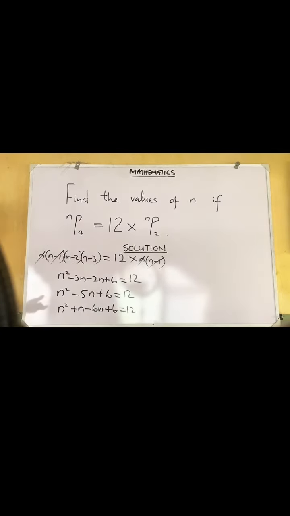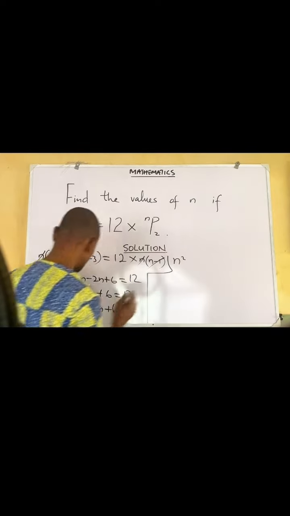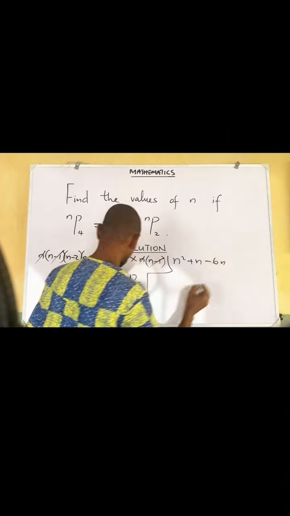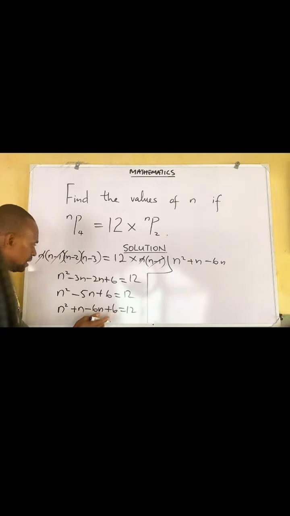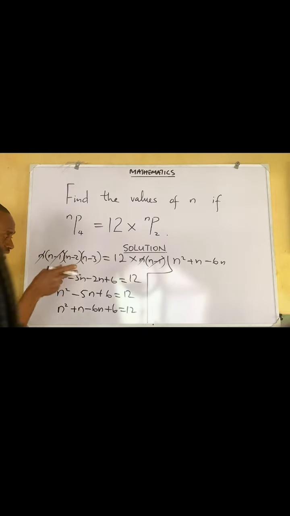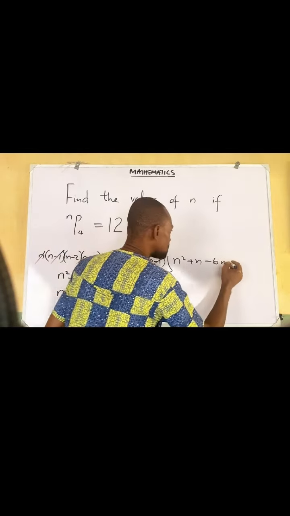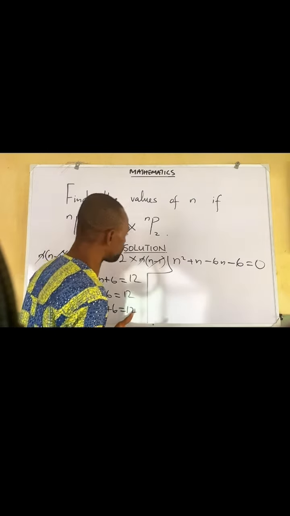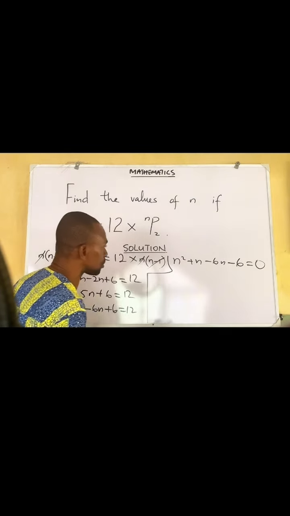I hope it's clear. Now, we are still going here, n squared plus n minus 6n, then plus 12 crosses over and becomes minus 12, and 6 minus 12 is minus 6. So you have minus 6 equals 0. I hope it's clear. Now let's factorize by grouping method.